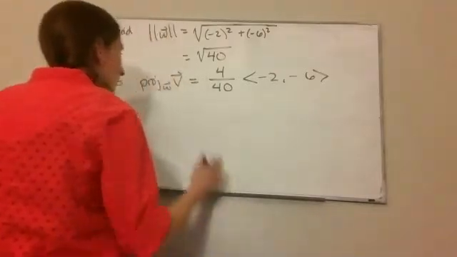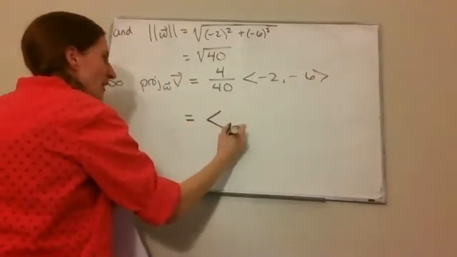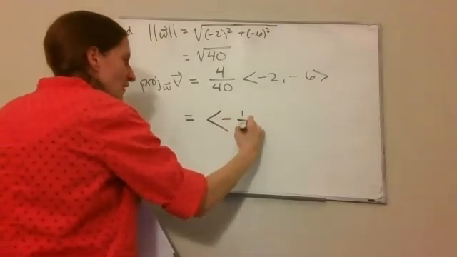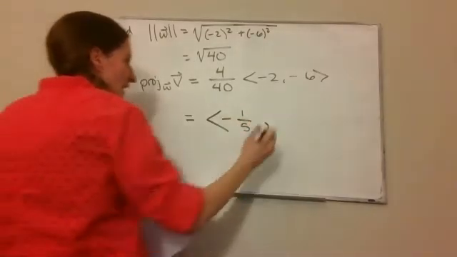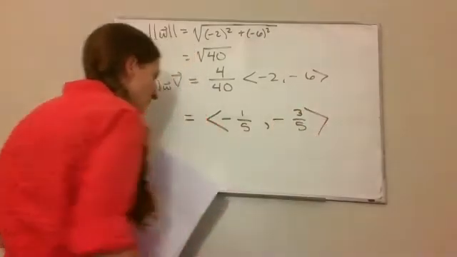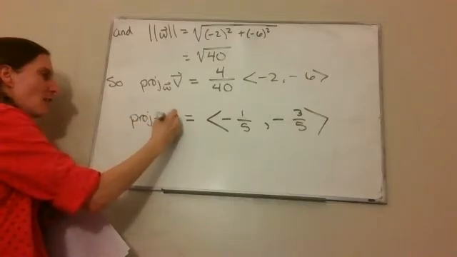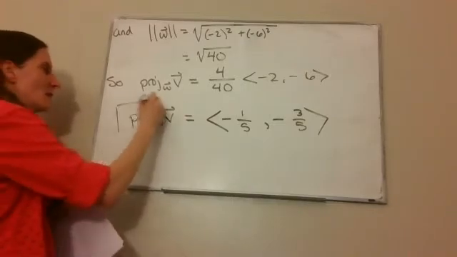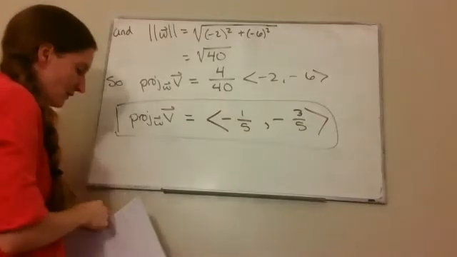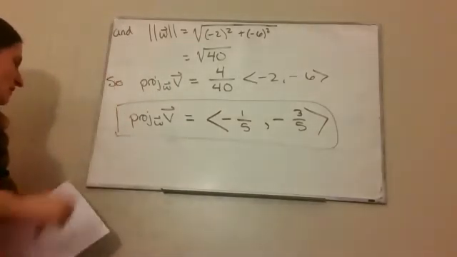Four over 40 is the same thing as 1 over 10. And then if I multiply component-wise, I get negative 2 over 10, which is negative 1/5, and negative 6 over 10, which is negative 3/5. So that is my projection of v onto w. Now for part B, we're going to find vectors v1 and v2.